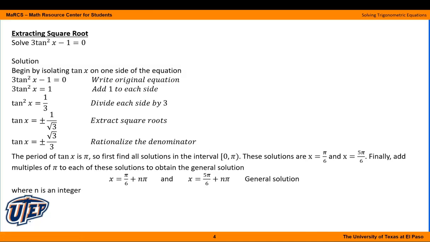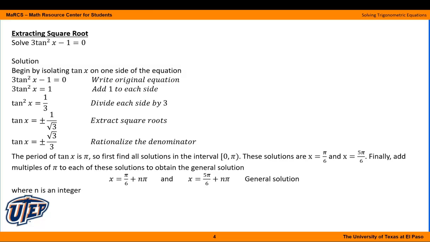In this example, we isolate tangent squared and then take the square root of both sides. One of the most common mistakes students make is forgetting the plus or minus sign when taking square roots. Remember that both positive and negative values can produce the same square. After simplifying, we find that tangent equals plus or minus square root 3 over 3.